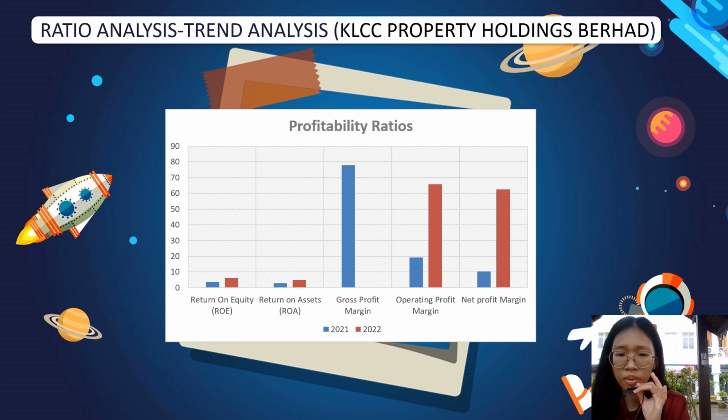And the next, the gross profit margin of KLCC Property Holdings Berhad decreased in year 2022, because it showed a higher contribution margin in year 2022. The operating profit margin of KLCC Property Holdings Berhad increased, with more productivity at 46.5 in year 2022. And the last, the net profit margin increased, with more income to the shareholder in year 2022.